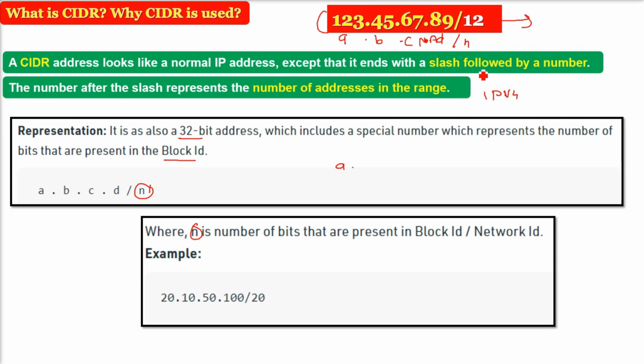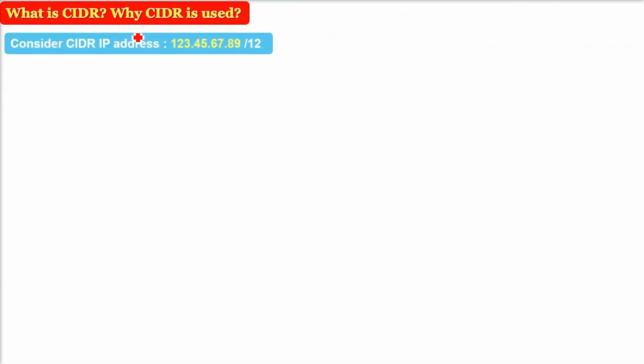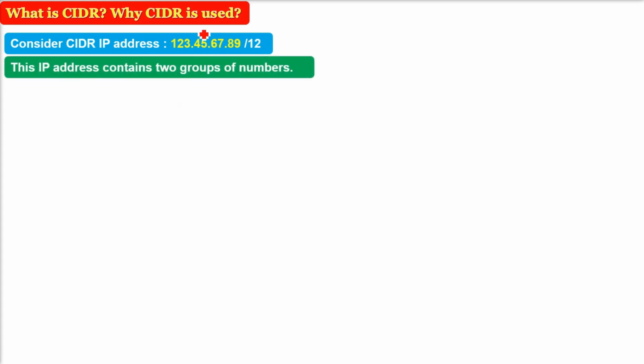You can call it a network address, but we don't call it that here. This is a network address only. That is, these are the number of ones, 12 ones are to be placed from the left, and then the network address is to be computed or determined. Let us consider an example: 123.45.67.89/12.